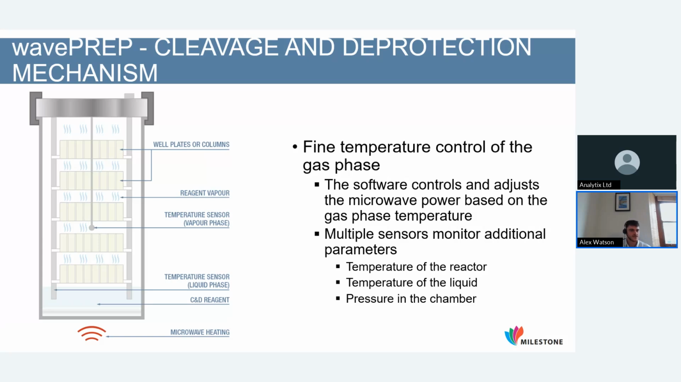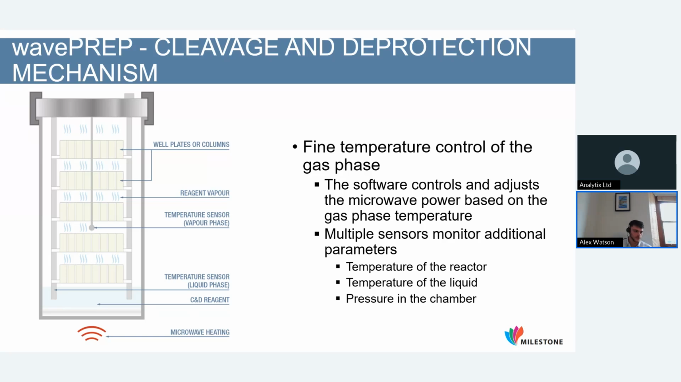Given the sensitivity of oligos, it's really important that we have fine temperature control over this gas phase. We've got multiple sensors in this reactor. Firstly, we have a pressure sensor. It's used to prevent any overpressurization. We have a liquid phase detector, which sits down here on one of these rods. That's measuring the temperature of our liquid phase.